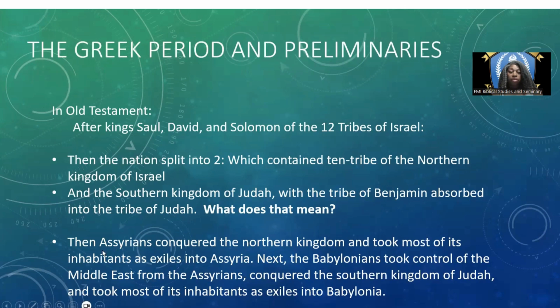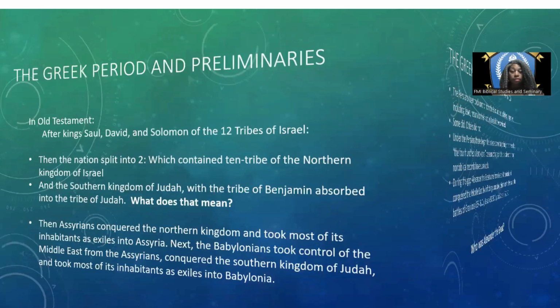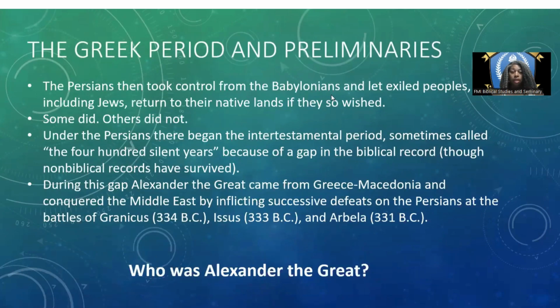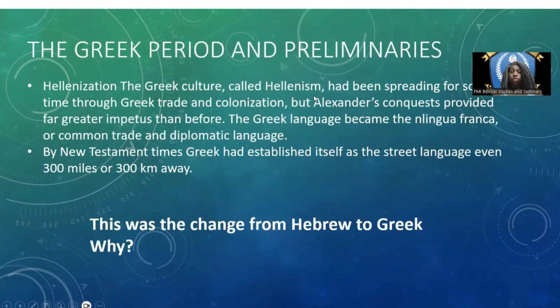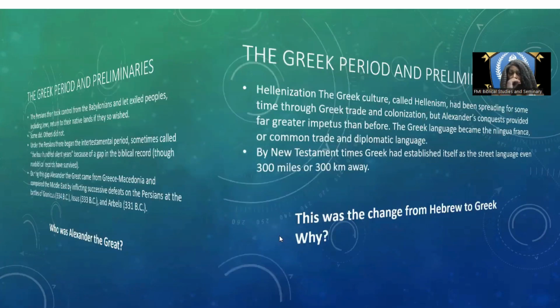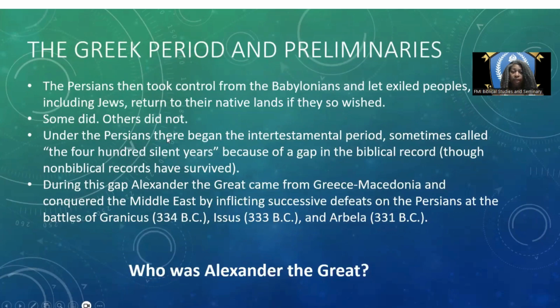Okay. And then we talked about Assyria, how they conquered the northern kingdom. They took the 10 tribes, and how the Babylonians took the other two, and then how Persia released them. So then here it is. Persia then took control of the Babylonians and let the exiled people, including Jews, return to their native lands. I'm going a little fast here. All right. So this is that gap.